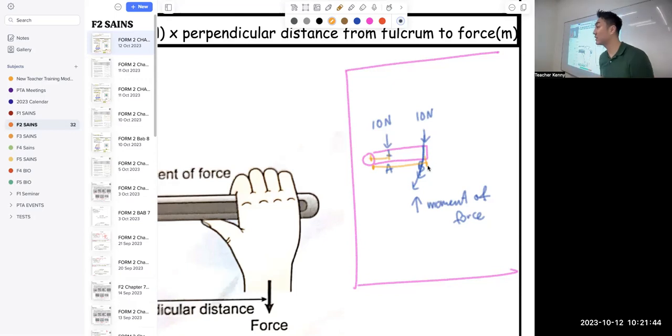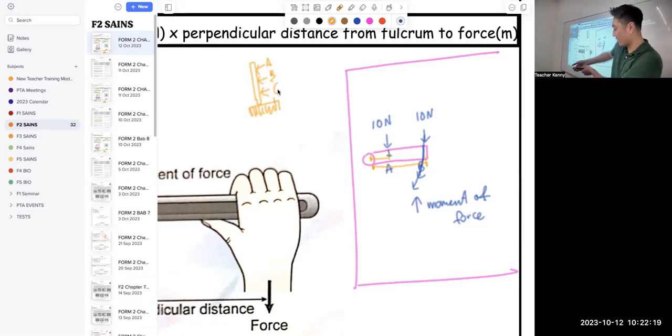You see that? Same thing goes for the broom. How do you use the broom? Is it easier to apply force over here, or over here? A, B, C. Right? A, right?